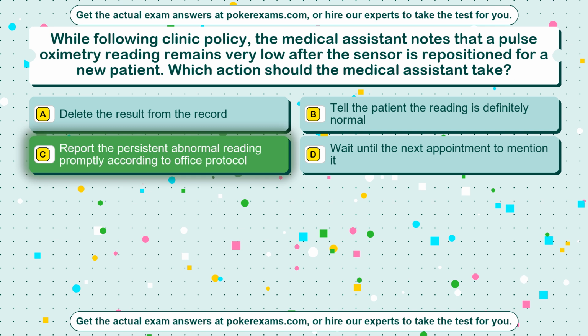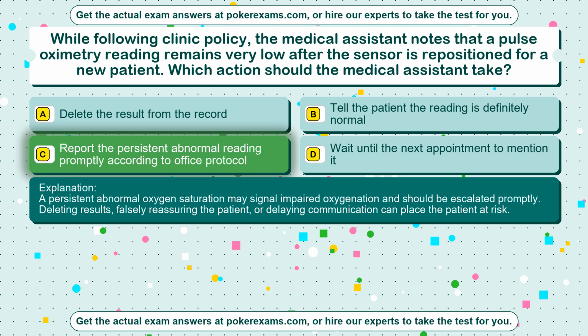The correct answer is option C. Report the persistent abnormal reading promptly according to office protocol. A persistent abnormal oxygen saturation may signal impaired oxygenation and should be escalated promptly. Deleting results, falsely reassuring the patient, or delaying communication can place the patient at risk.